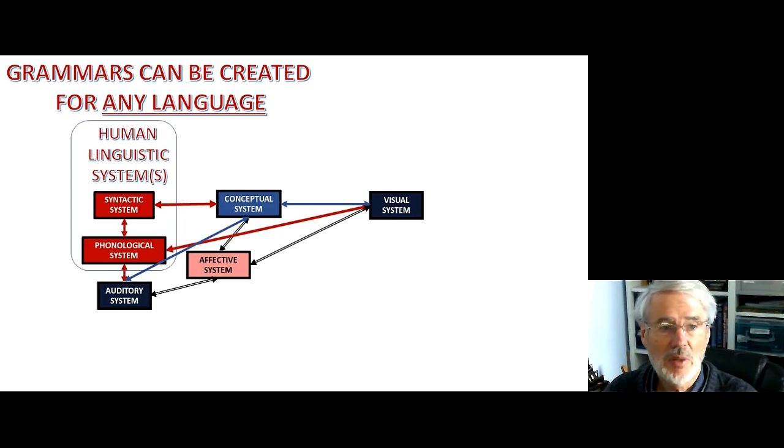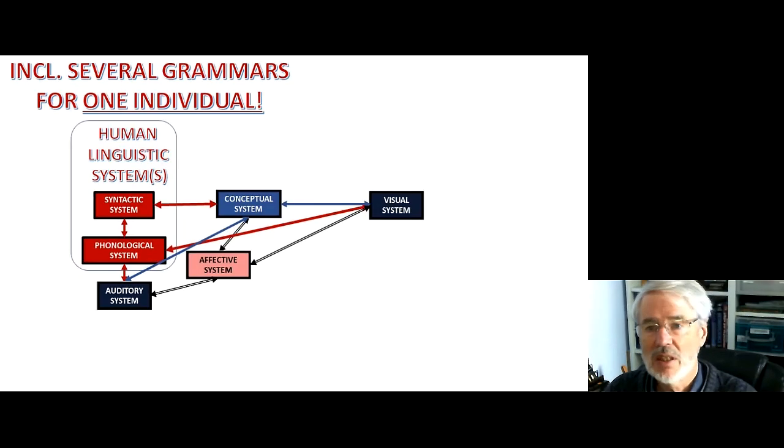And another thing we can say about this is that one individual, using this human linguistic system or systems, can create grammars of different languages. So in the same head, or I should say in the same individual mind, you can have alongside each other more than one language. 2, 3, 4, 5 languages can exist.